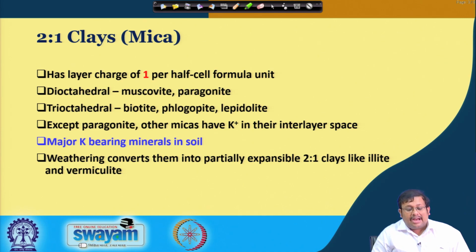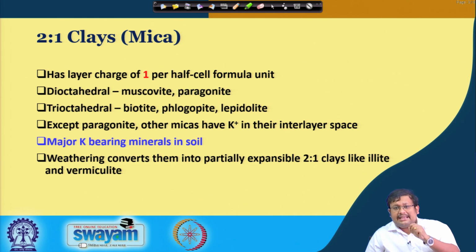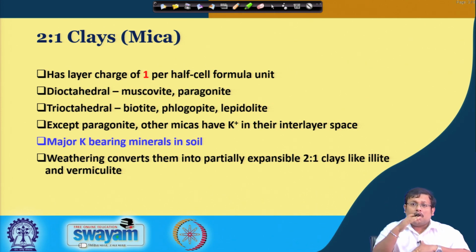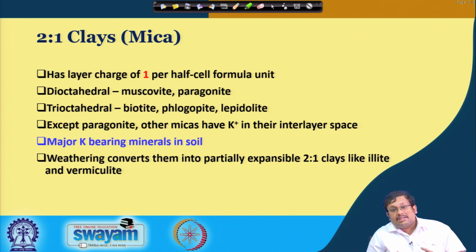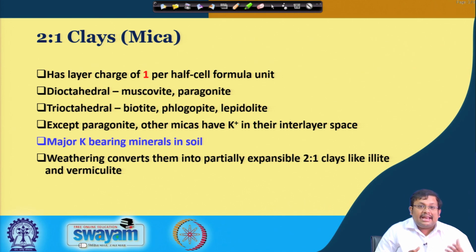Now, except paragonite, other micas have potassium ions in their interlayer space. This potassium ion is very small, and it basically comes into the interlayer space and locks the structure. As a result, these micas are the major potassium bearing minerals in the soil. When these micas weather, they basically convert into partially expansible 2:1 type of clay like illite and vermiculite. We will be discussing those two clay minerals in the next slides.